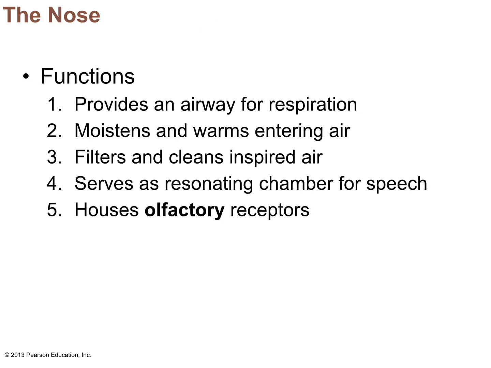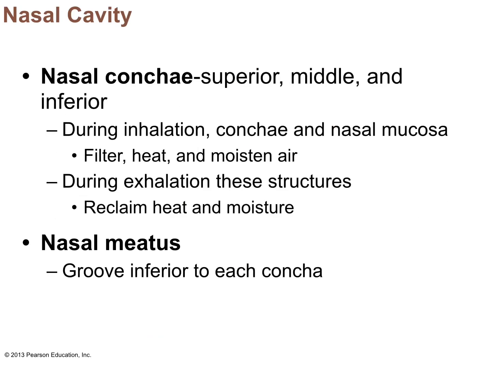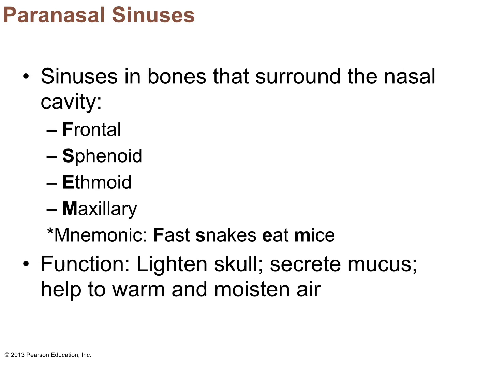So in your slides, I'm going to have you memorize the functions of the nose. Also memorize the functions of the nasal concha. The nasal meatus, the meatus just means groove, so those are just the grooves between the concha. The paranasal sinuses, you have the frontal, you have the sphenoid, the ethmoid, and the maxillary, and they're found within those bones. And their function is to lighten the skull, secrete mucus, and also to help warm and moisten the air.